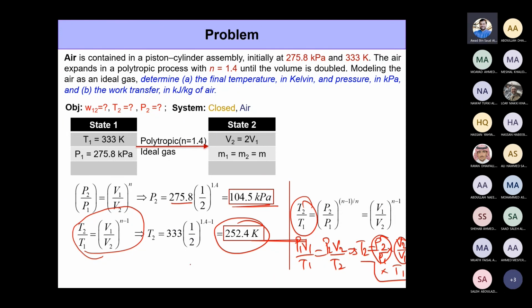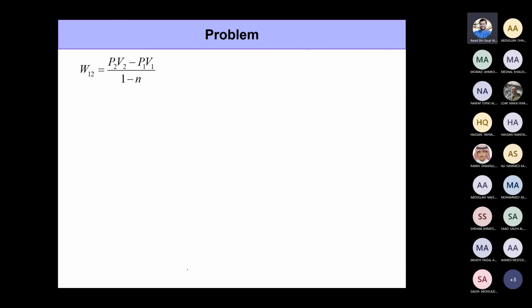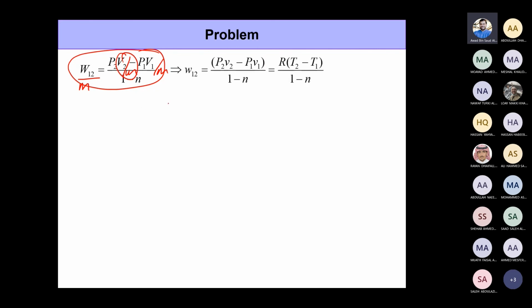Okay. Once you have this, then we need to get the work output. Here again, you have a choice. We can make use of this equation right here, and we need specific work output. So we divide everything by m here. So instead of the volume, it becomes specific volume, right? So you could write it as (P2 V2 minus P1 V1) by 1 minus n, or simply R (T2 minus T1) by 1 minus n.